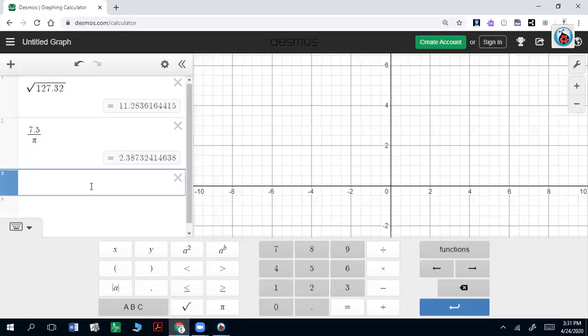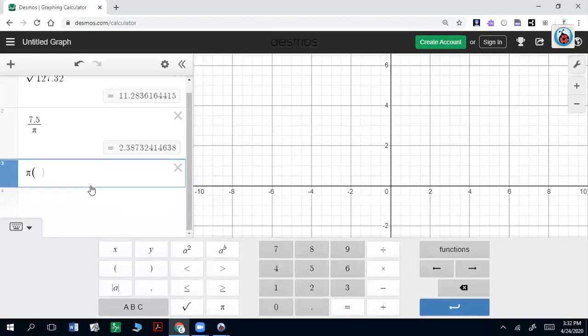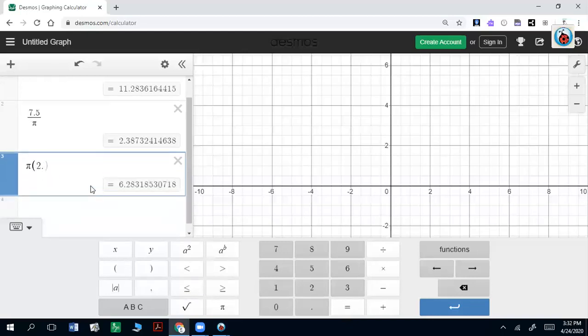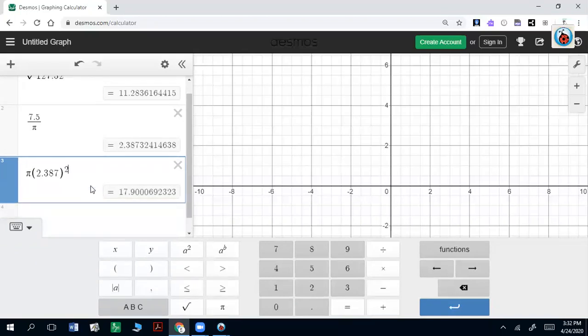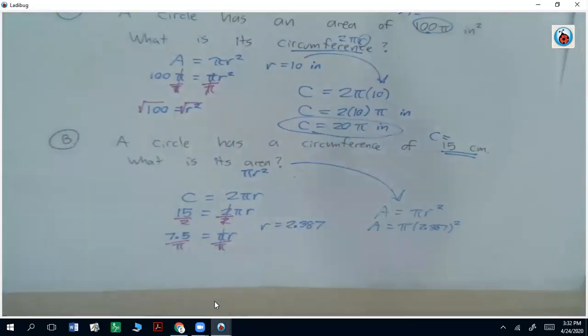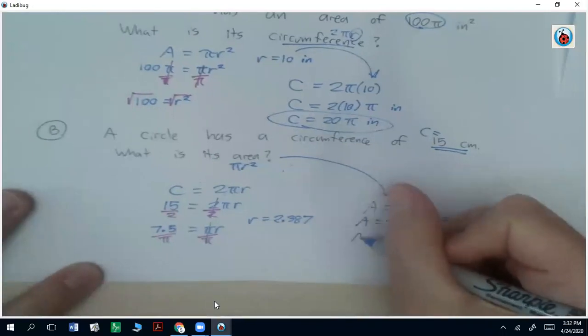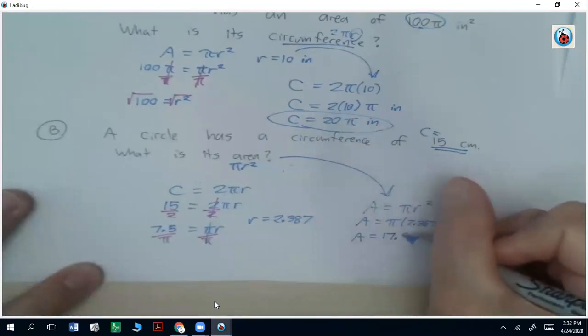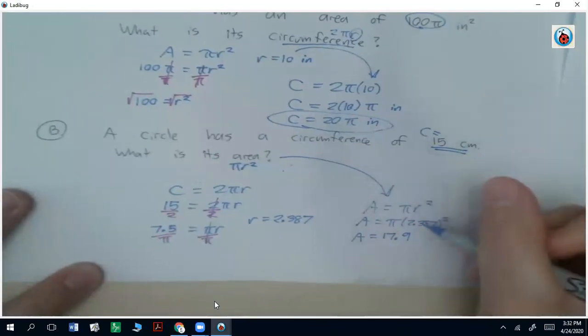Pi times 2.387 raised to the second power. And we're looking at 17.9. 17.9 what? Well, the circumference is in centimeters, so the area will be in centimeters squared.